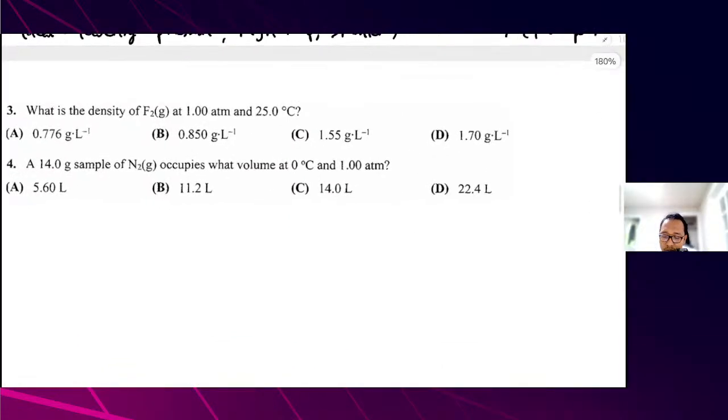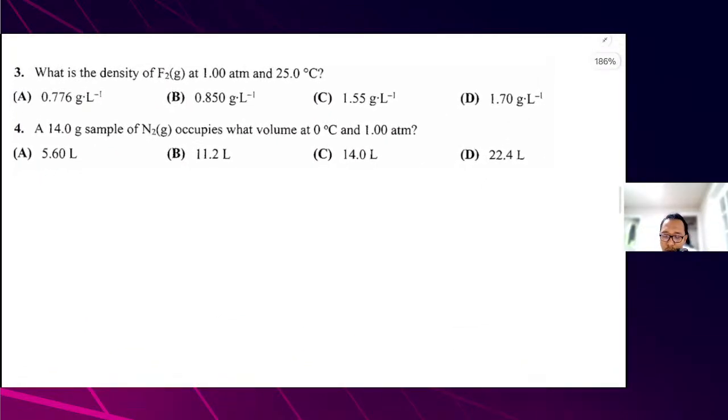Now let's move on to number 3. What is the density of F2 at 1.80 atm and 25 degrees Celsius? Like I mentioned before, the density rho equals PM over RT, where M is the molar mass. Just remember the concept of this one. With 1.80 atm, R is 0.0821 times 298.